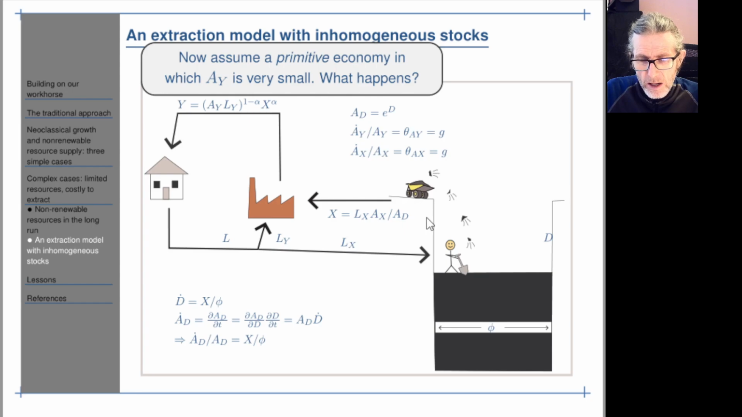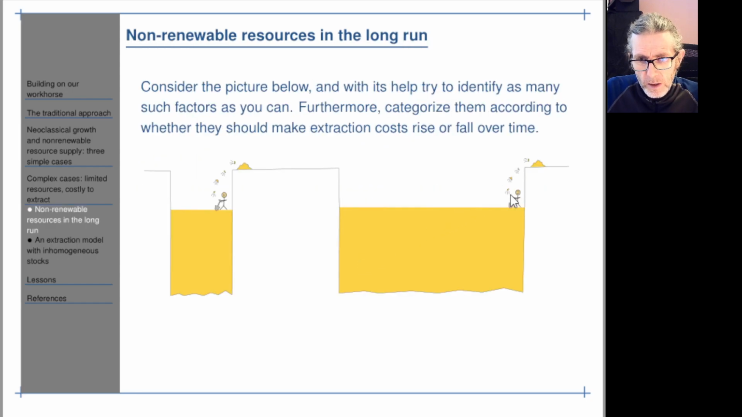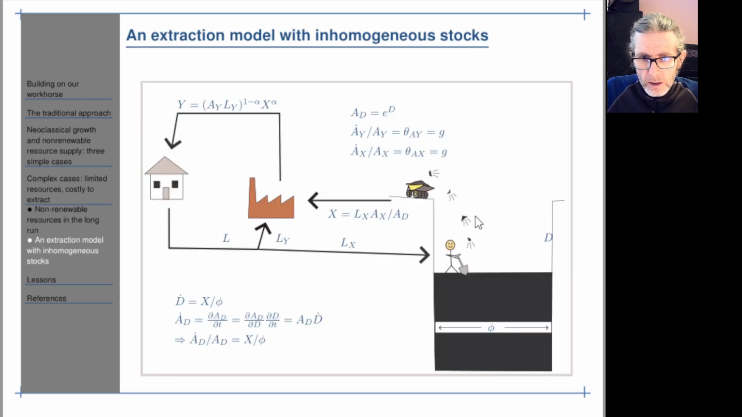If that is the case, then if we think back to this picture, the overall wage in the economy will be determined primarily by growth here, because this is the big part of the economy. But the productivity in the mine is determined by the growth of AX. So if AX is growing faster than the wage, extraction costs will actually tend to decline. And that might explain the long run decline in prices up to the 70s, between like 1900 and 1970. If you look back at the graphs that we showed before, resource prices tended, if anything, to decline.